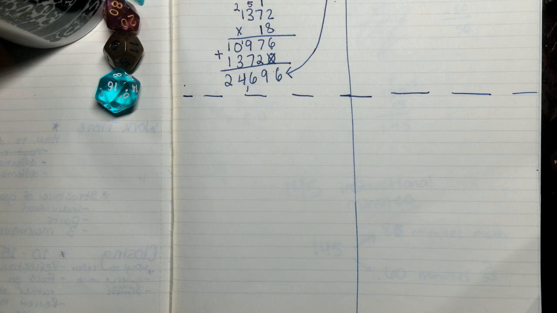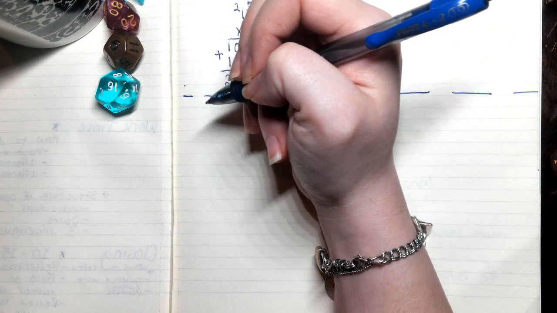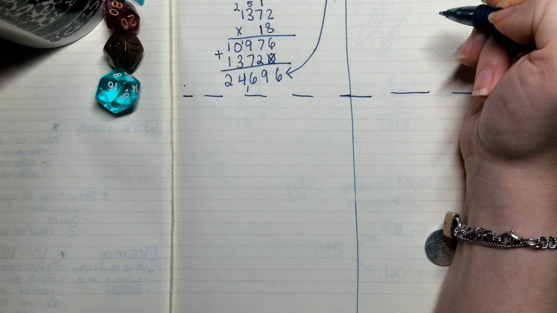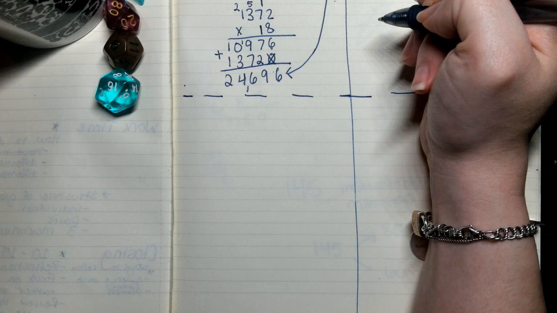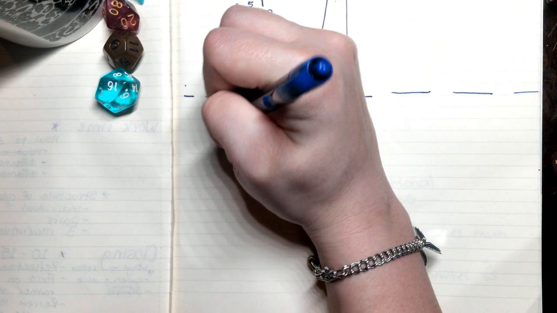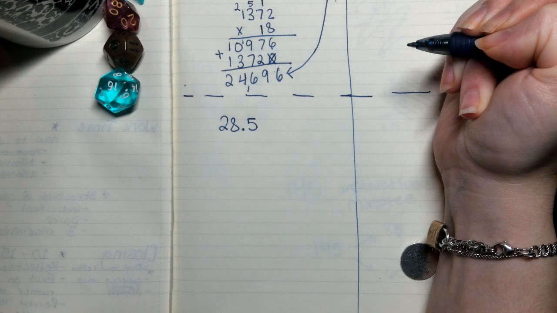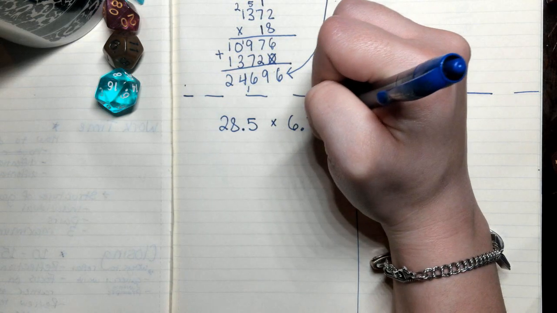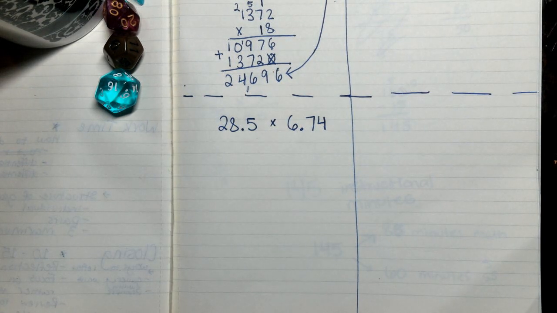Alright. So we're going to multiply with decimals this time. But the thing about multiplying with decimals is that it's not really different than multiplying with whole numbers. There's only the additional step of estimating, but we're already doing that anyway. So we'll do 28.5 or 28 and 5/10 times 6.74 or 6 and 74 hundredths.